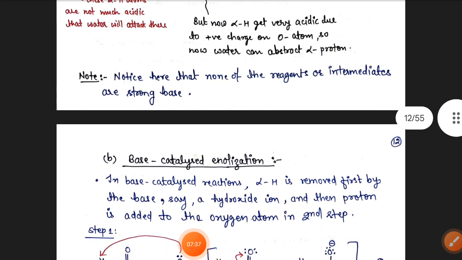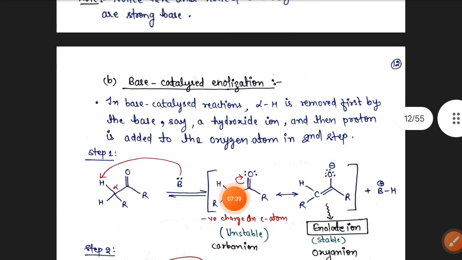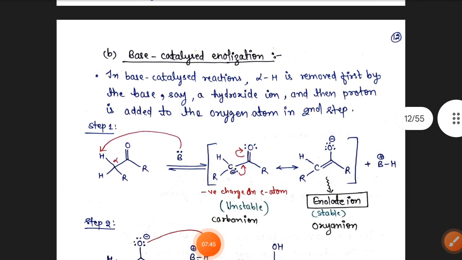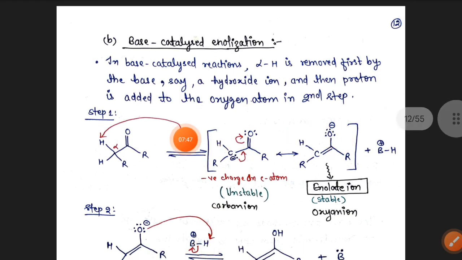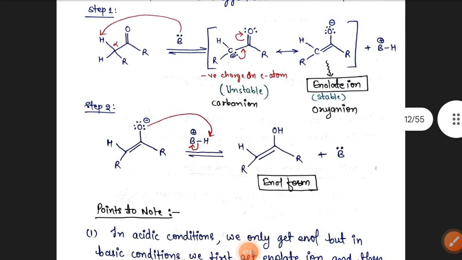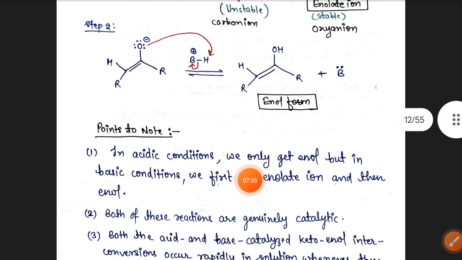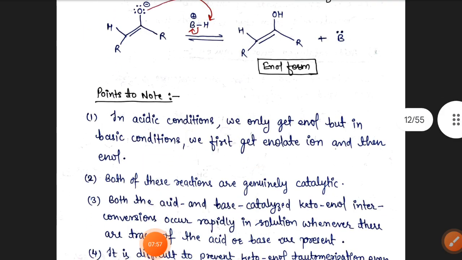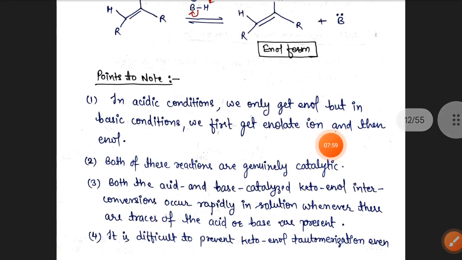In case of base catalyzed enolization, the alpha hydrogen is removed first by the base, say hydroxide ion, and next a proton is added to the oxygen atom in the second step. This is the mechanism here. The next point to be noted is that in acidic condition we only get enol, but in basic condition we first get enolate ion and then enol.